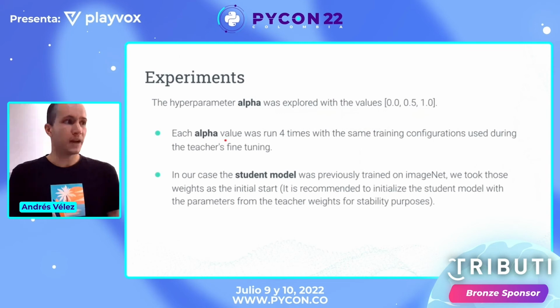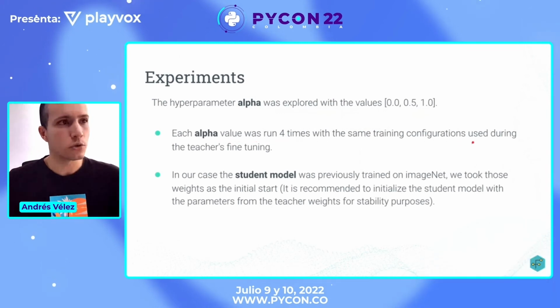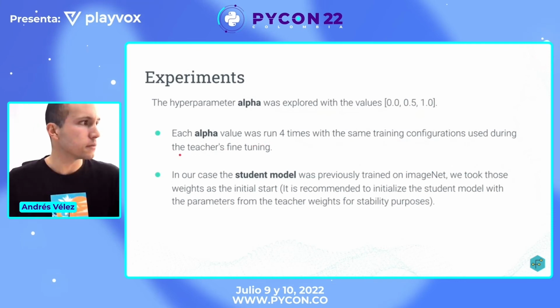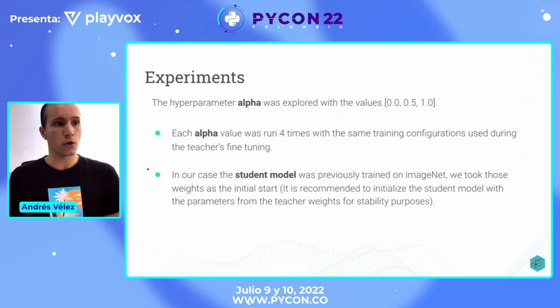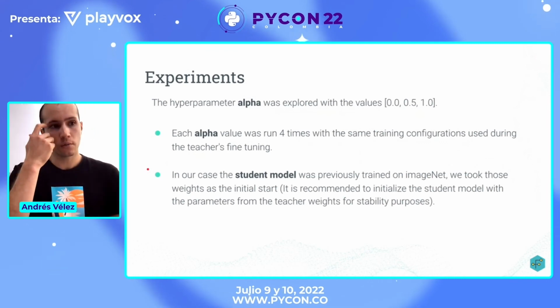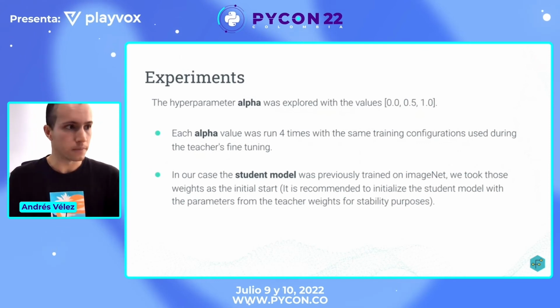Each value of alpha was run 4 times with the same training configurations used during the teacher's fine-tuning process. In our case, the student model was previously trained on ImageNet, as I mentioned before. We took those weights as the initial starting point.